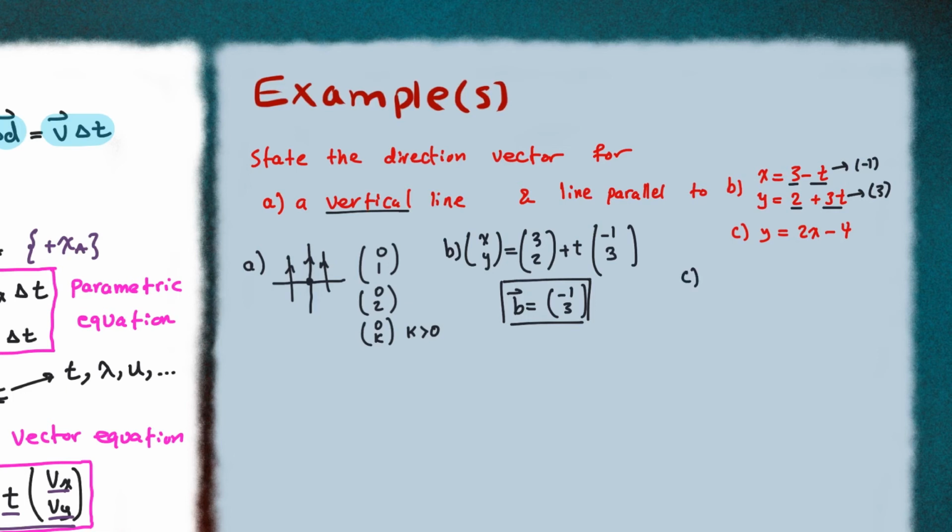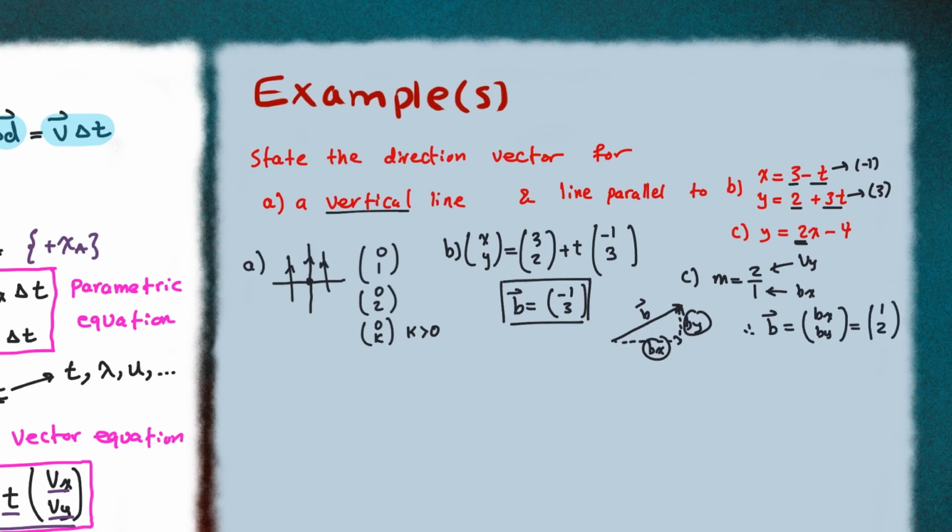For the next question, our slope is 2, so it's going to be 2 over 1. And if we were to draw a direction vector, it will have an x component of bx and y component of by. The rise over run is the slope, so that's by over bx. So our b vector is going to have x component of 1 and y component of 2, and that's our direction vector.